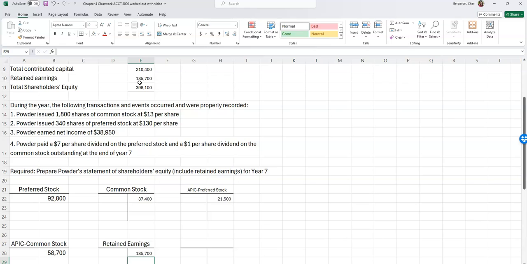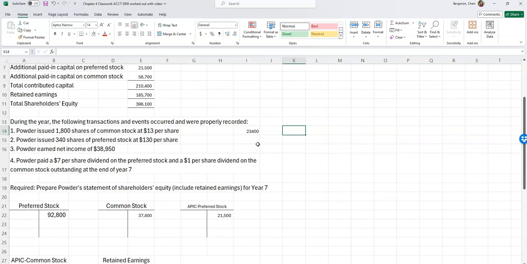All right, now I'm ready to put in my transaction. Powder issued 1,800 shares of common stock at $13 per share. If I want to know the entire amount that I received for issuing this, I would say 1,800 shares times $13 a share. That's going to tell me the amount that I got. I received $23,400.